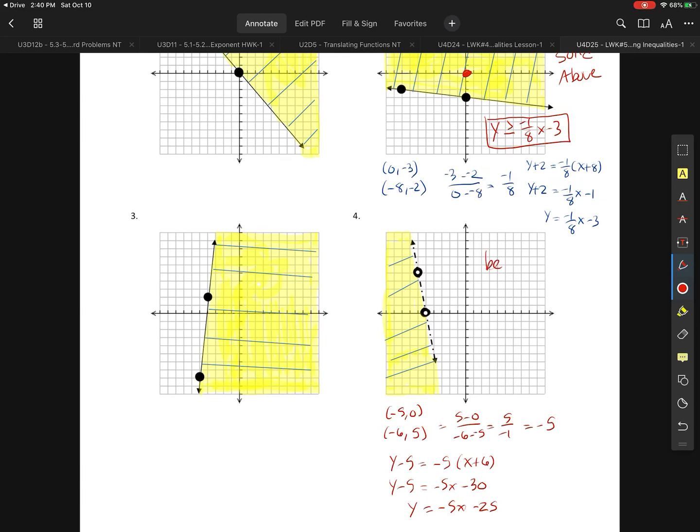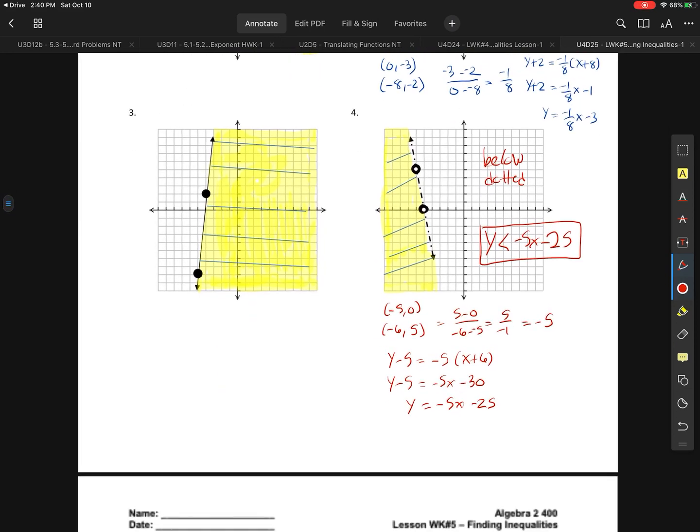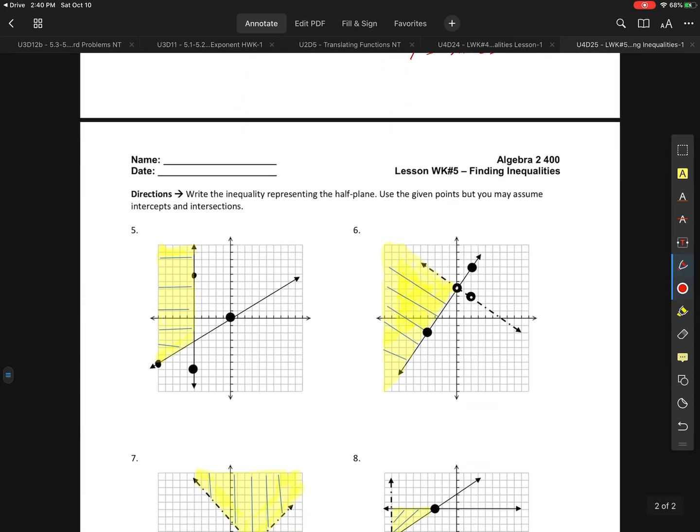Alright, what do I got here? I got below and I got dotted. So what does that mean? y is less than negative 5x minus 25. And as we work through this, understand that there could be more and more inequalities that come into play.